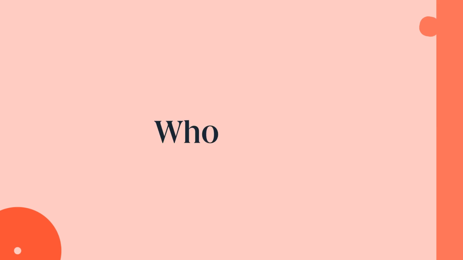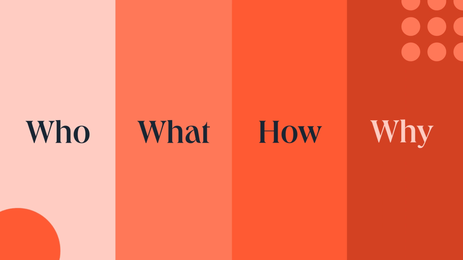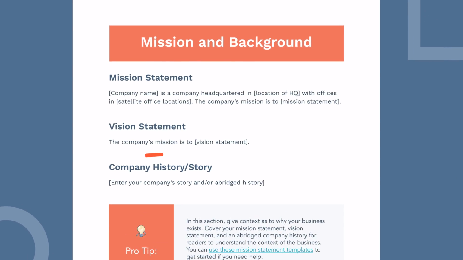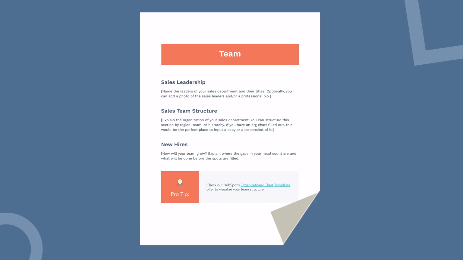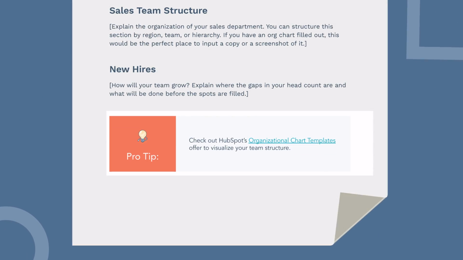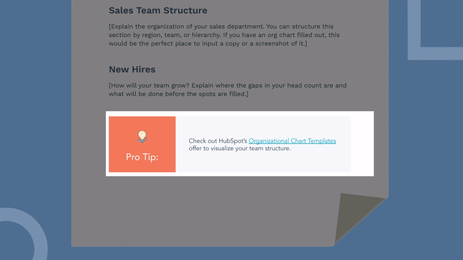Like I said earlier, creating your sales plan is a process of answering who, what, how, and why. In order to do this, you have to first define your business. Who are you as an organization, and who are the individuals involved? Start with your company's mission and vision, as well as a brief history of the business. Next, outline your sales team. If you don't already have these things clearly defined, the sales plan template has links to additional tools that will help you with each section.